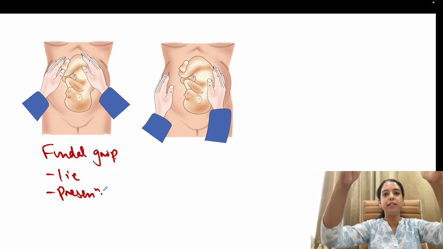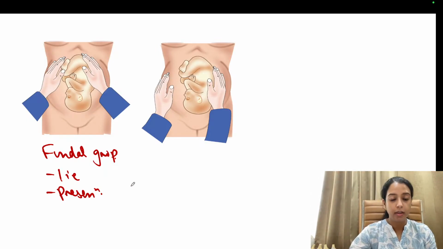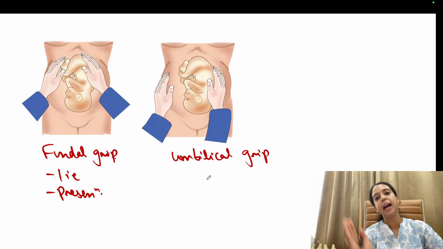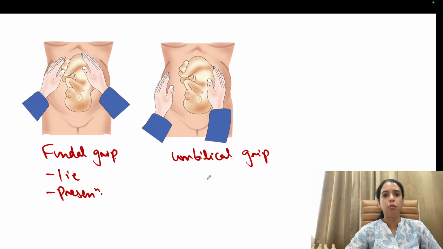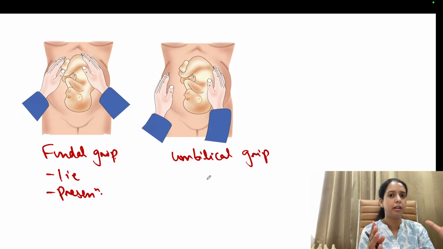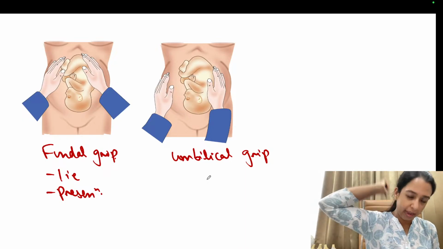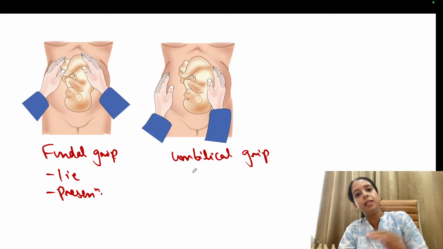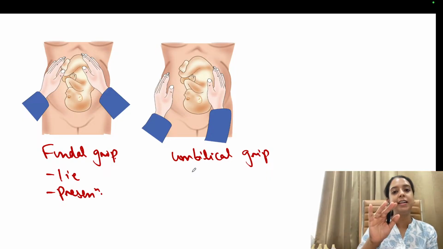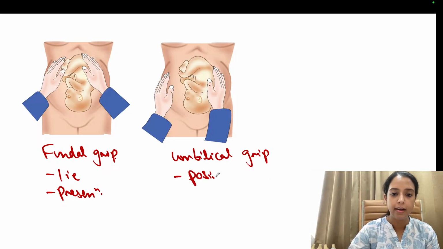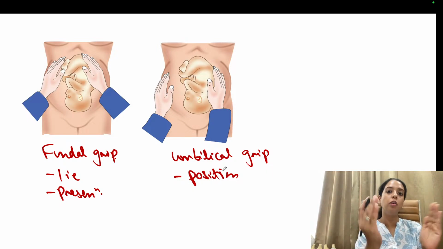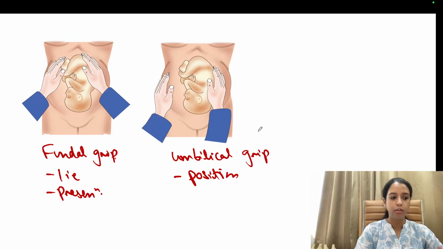What is this? From the fundus my hand shifts a little lower. What is it? Umbilical grip. And by the umbilical grip, what I am trying to know is where the back is. Why am I so interested in knowing where the back is, where the limbs are? Wherever the back is, there is my occiput. So I will know the position, whether it is right, whether it is left, towards the back, or anterior. I will know the fetal head position. That is the purpose of the umbilical grip: to see where the occiput is, to tell the fetal position.